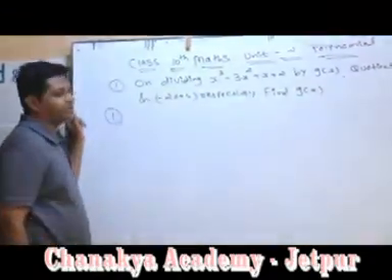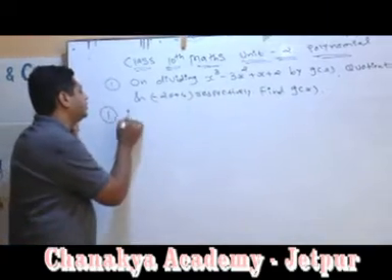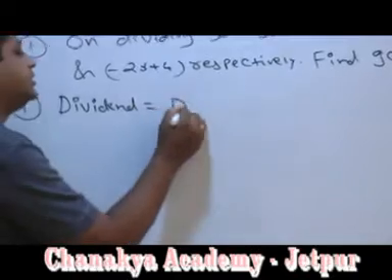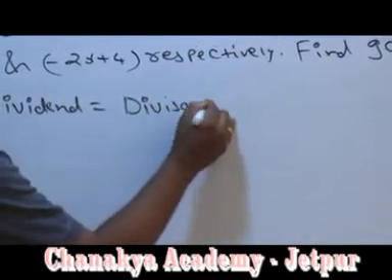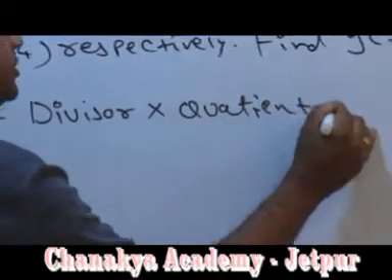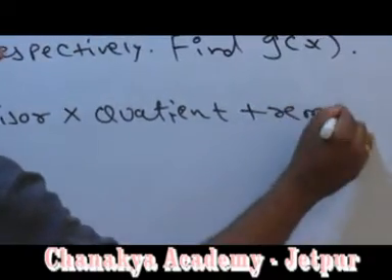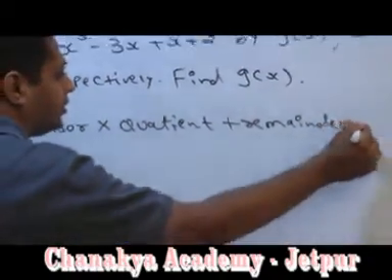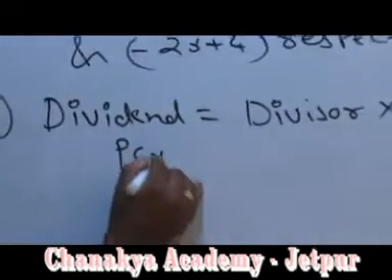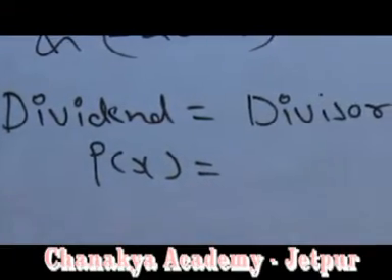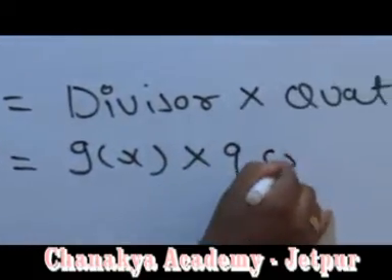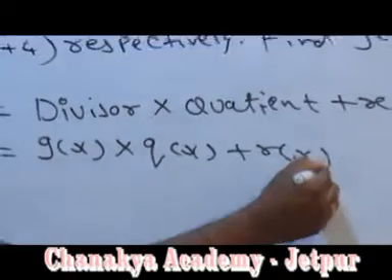Our first step will be: dividend equal to divisor into quotient plus remainder, symbolically which can be represented as p of x equal to g of x into q of x plus r of x.